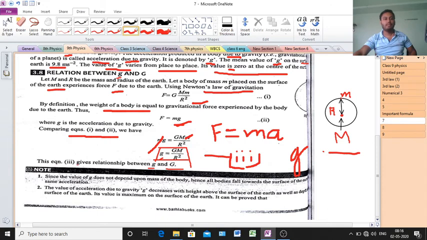This equation 3 gives the relationship between capital G and small g. You need to remember this, and that is very important. Small g equal to GM by r square. Again, small g equal to GM by r square. Clear? That is the relationship between small g and capital G.